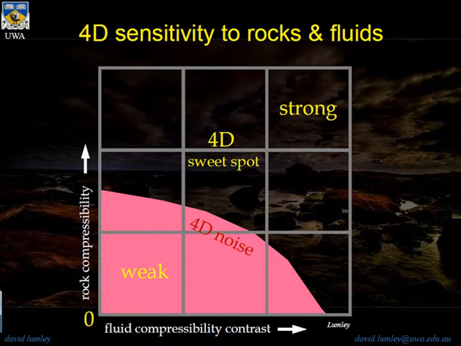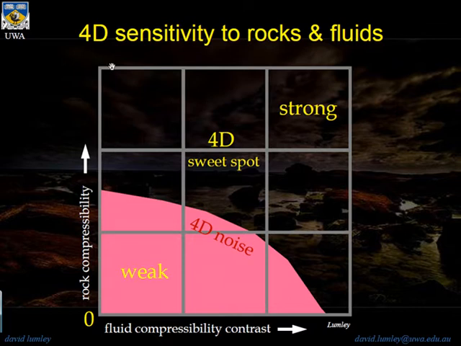So to get a good 4D signal, that 4D signal is sensitive to the rock and fluid properties, and this is a handy little cartoon. Along this axis I have the rock compressibility, how stiff or soft is the rock, and along this axis I have the fluid compressibility contrast, because we're trying to detect one fluid from another, or more. Down here where we have 0, which means 0 rock compressibility, that's a super stiff rock, and no fluid compressibility contrast, so we can't tell one fluid from another, we get a very weak signal.